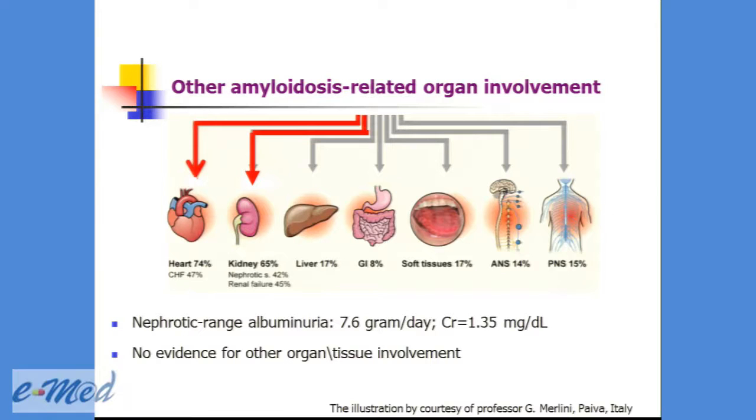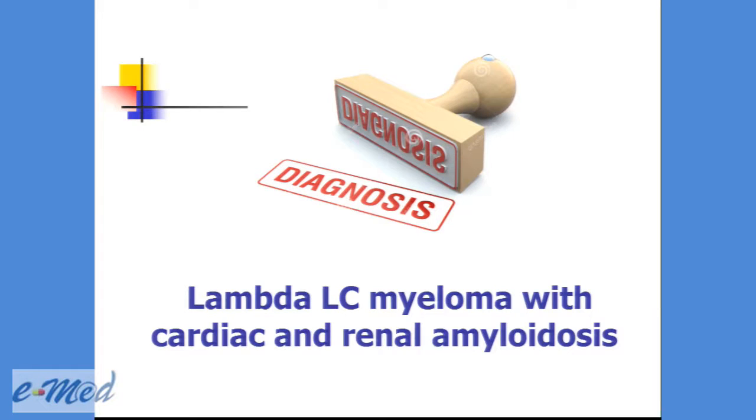Now, you've heard from Professor Pollack about the other organs and tissues involved in amyloidosis. Our patient also had kidney involvement with nephrotic range albuminuria. He had 7.6 grams per day, which is quite high, and the creatinine was a bit elevated at 1.35. We have not seen any other organ or tissue involvement. So our patient has the diagnosis of lambda light chain myeloma with cardiac and renal amyloidosis.